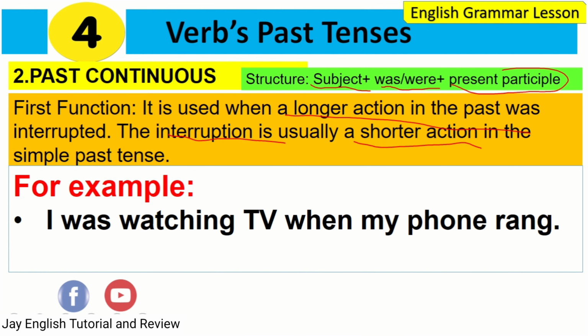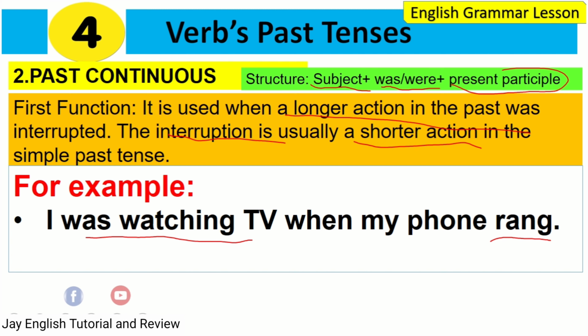For example, I was watching TV when my phone rang. So we are going to find the 2 actions or past actions involved in the sentence. We have here was watching, and the other action here is rang. Now, the rule that we are going to apply for the longer action is that it is going to be expressed using the past continuous structure.